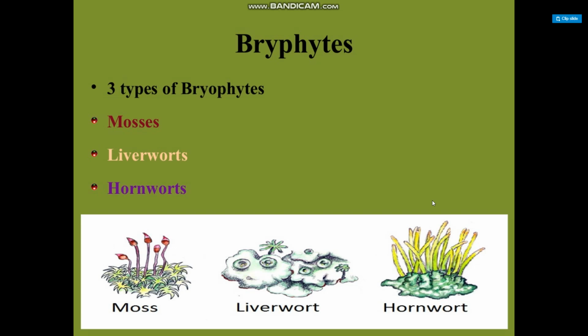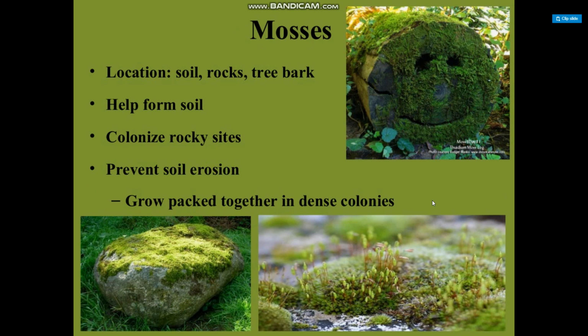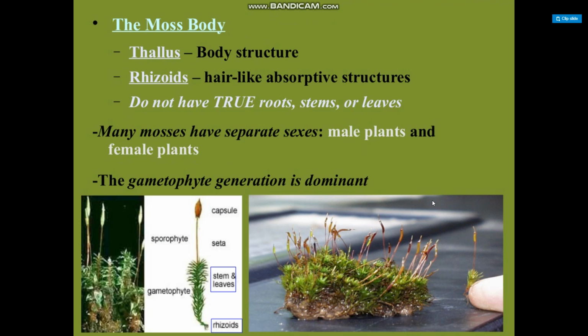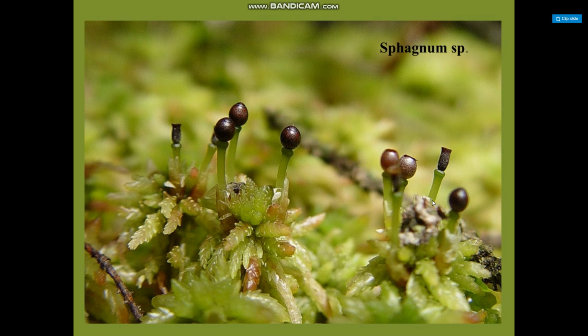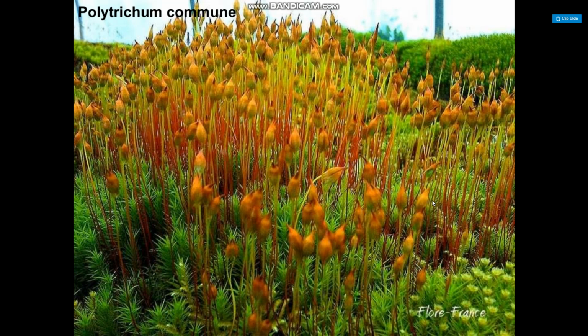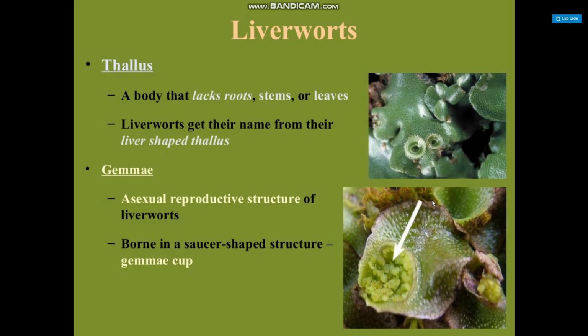Now the classification of bryophytes. There are three types of bryophytes: mosses, liverworts, and hornworts. Mosses grow on locations like soil, rocks, and tree bark, help form soil, colonize rock sites, and prevent soil erosion. They grow packed together in dense colonies. The moss body is a thallus-type body structure with rhizoids as absorptive structures; they do not have true roots, stems, and leaves. Many mosses have separate sexes, male plants and female plants, and the gametophytic generation is dominant. Examples are Sphagnum and Polytrichum commune.